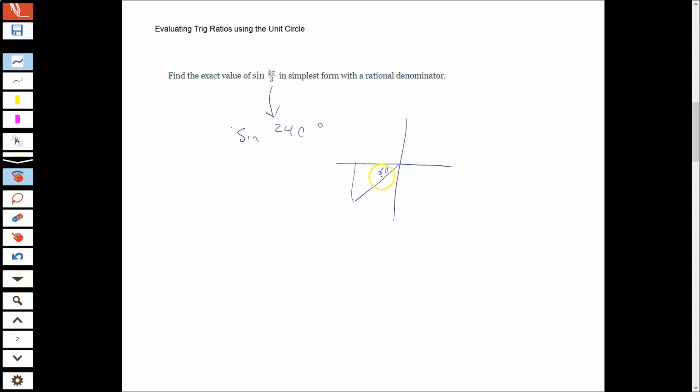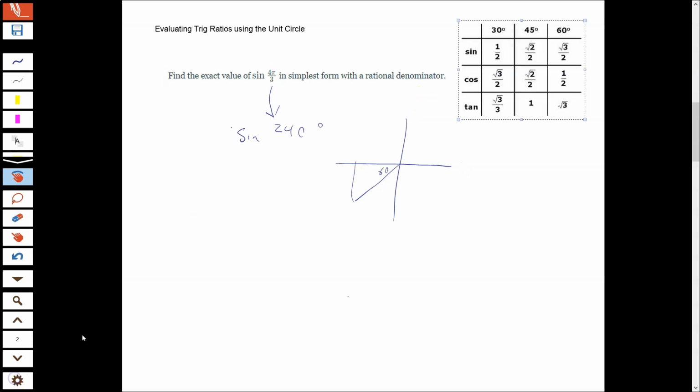And then when we look at our reference, using this table that we have in our notes, sine of 60 degrees is root 3 over 2. And notice root 3 over 2 is negative here because I'm coming down from the x-axis. So sine of 240 degrees is negative root 3 over 2. Okay. So that's one way we could tackle this, by converting each time.